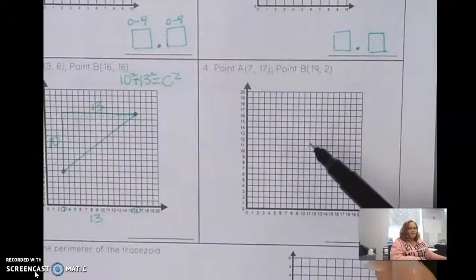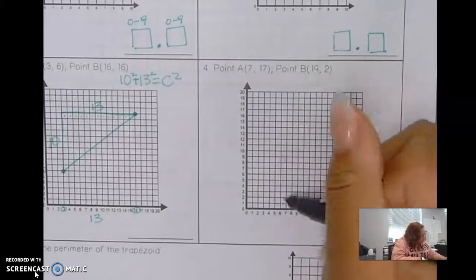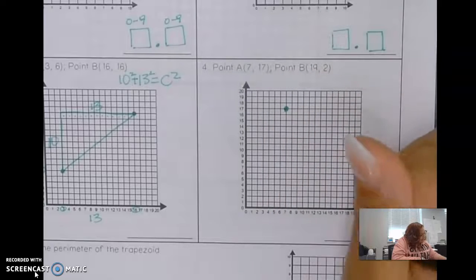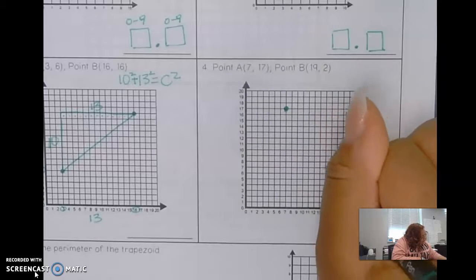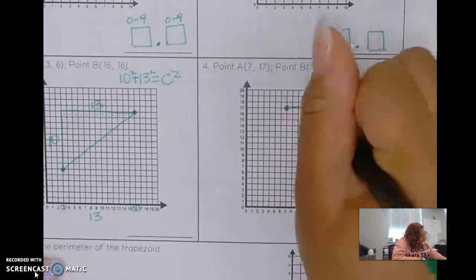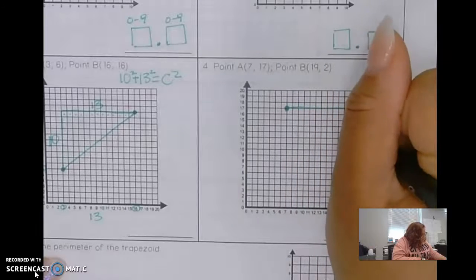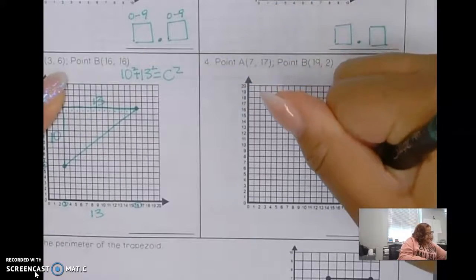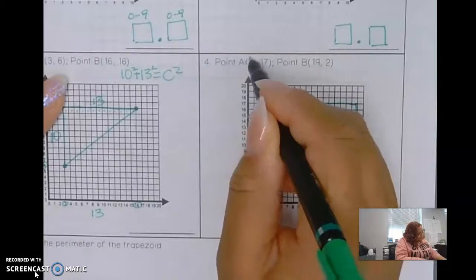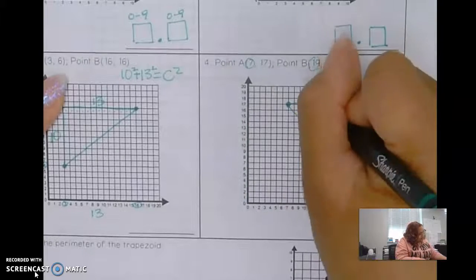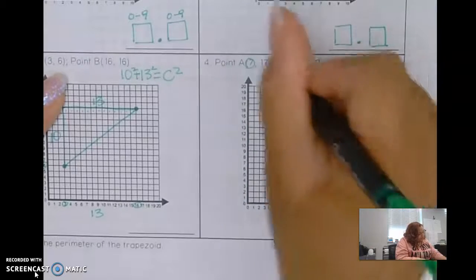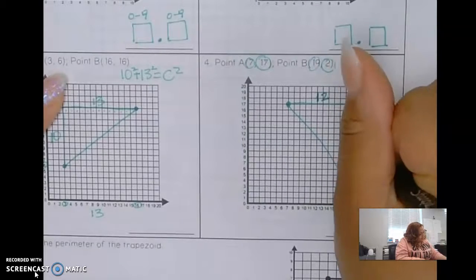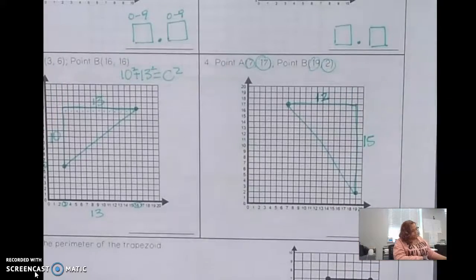And over here, you're going to do the same thing. So I run 7, jump 17, whoop, right there. And I run 19 and I jump 2. If your triangle does not go in the same direction as mine, that is fine. This is one way to make it, and then connect the diagonals. So from 7 to 19, that's 12. And from 17 to 2, that's 15.